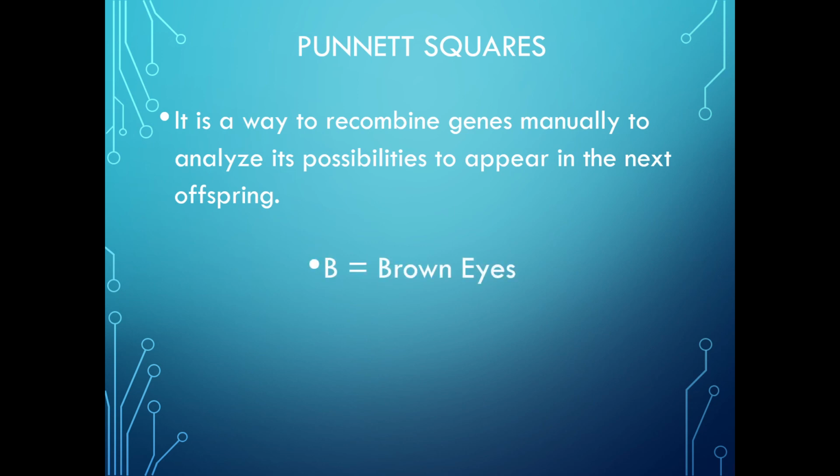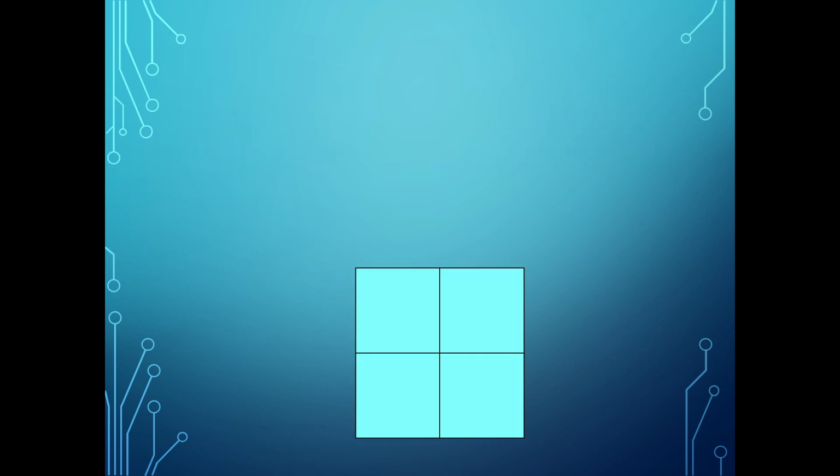So we're going to have capital B for brown eyes. That is one of the characteristics we're going to analyze. And we're going to have lowercase g to represent green eyes. This is going to be a real example between my mother and my father.